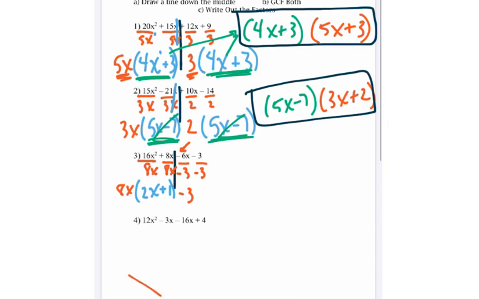Okay, so negative 3 is my GCF. When I take out a negative 3, negative 6 divided by negative 3 is 2 with an x. Negative 3 divided by negative 3 is positive 1. Look at that. They match again. So my answer is 2x plus 1, times 8x minus 3.